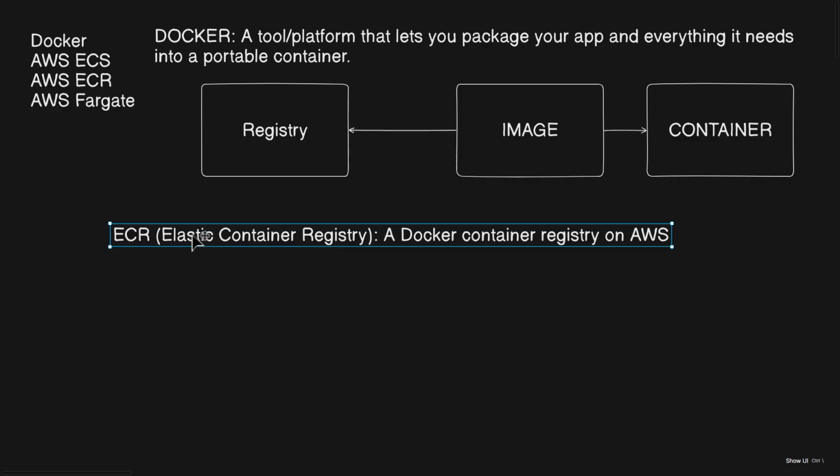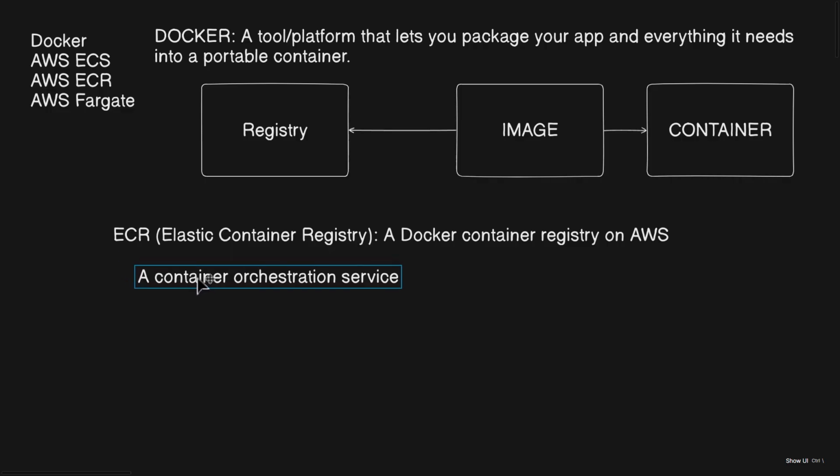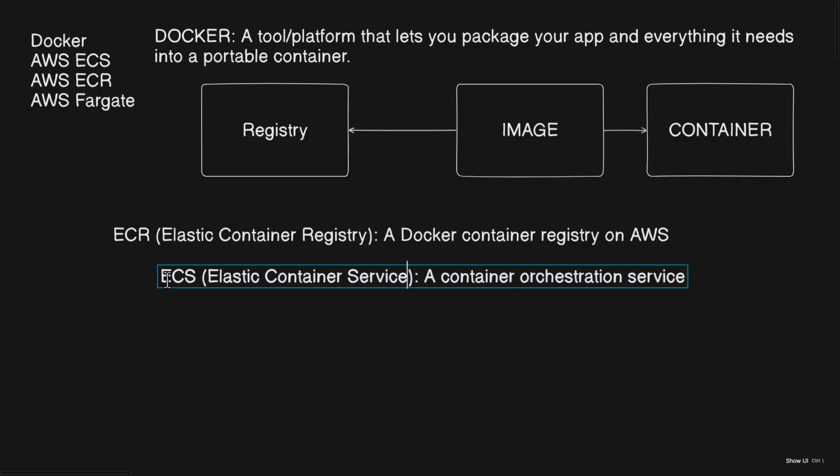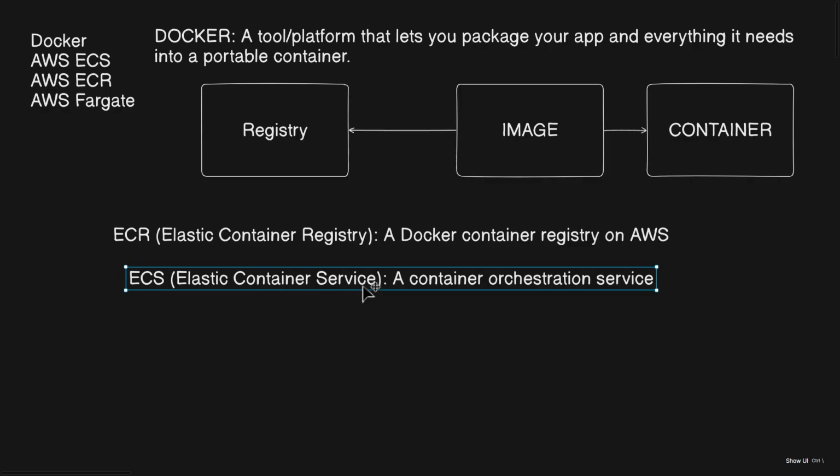Now, then you have something called ECS. Now, what is ECS? ECS over here is nothing but a container orchestration service. Okay, and it stands for Elastic Container Service. So I'll just write over here, Elastic Container Service. That is what it stands for. So what is the meaning of container orchestration service? If you have multiple images that exist, and if you want to run multiple containers, you can make use of this to run your containers in the cloud.